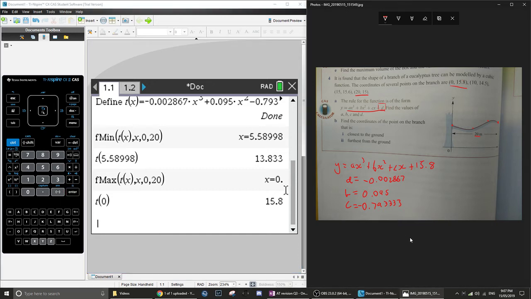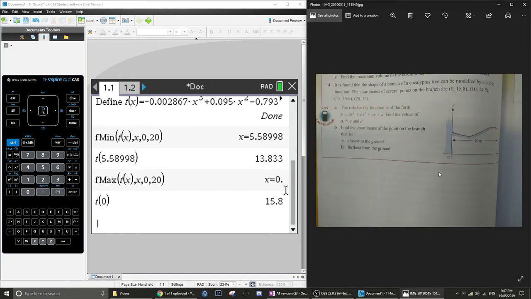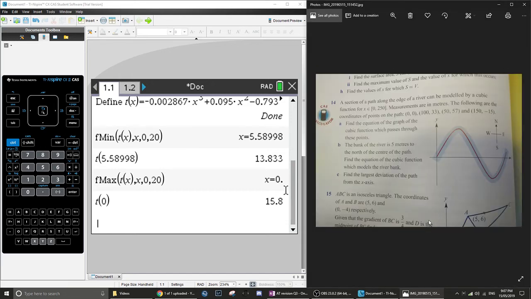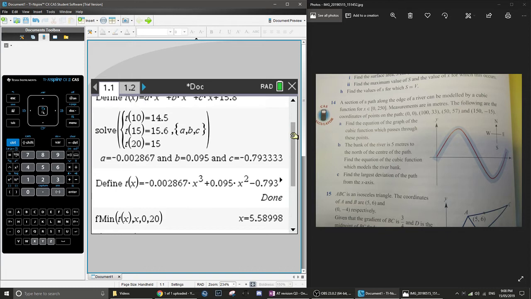Now let's close out of that, cancel all those. Yep, that's fine. Let's look at the other problem I gave. A section of a path along the river's edge can be modeled by a cubic function for the range x from 0 to 250. Measurements are in meters. Following coordinates of the points on the path: 0, 0, 133, 50, 57, 150, negative 15. Find the equation of the graph. This is going to be exactly the same as this problem.